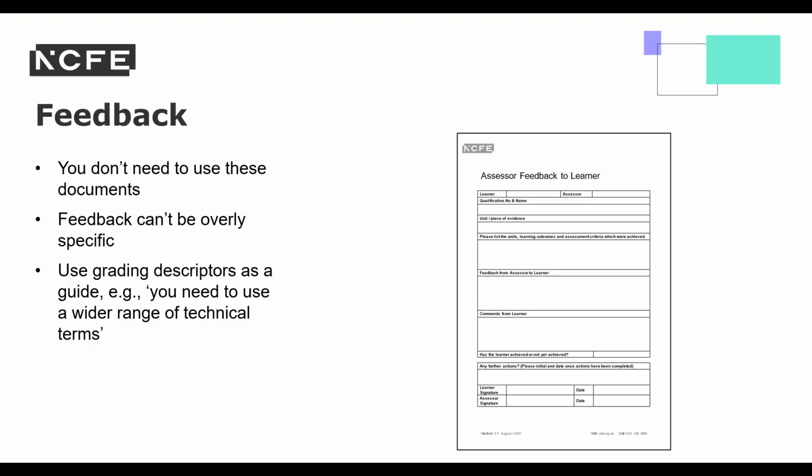So here is an example document for the assessor to give feedback to the learner. The feedback can be given to the learners usually after the EQA visit has occurred. The feedback can't be overly specific and directed, so it might be best to use the grading descriptors to assist with the feedback that you give to your learners. So for example, you might say something like, you have described X, but you need to explain the importance of X. Or you have used some key terminology, but you need to use the key terms more consistently throughout your work.